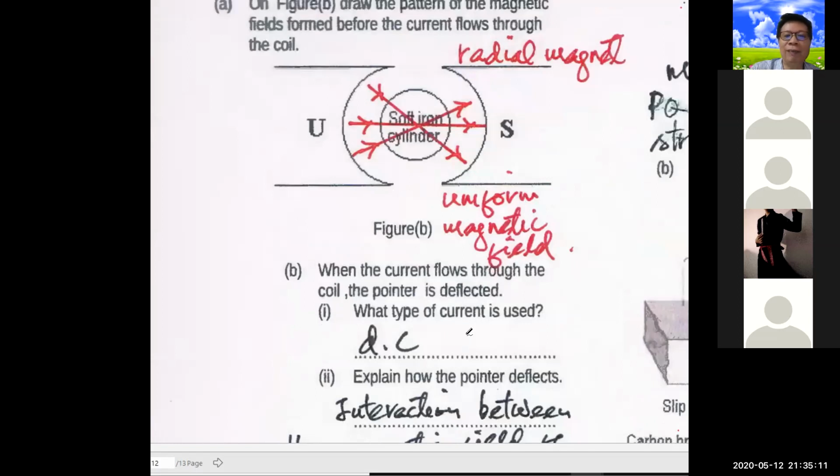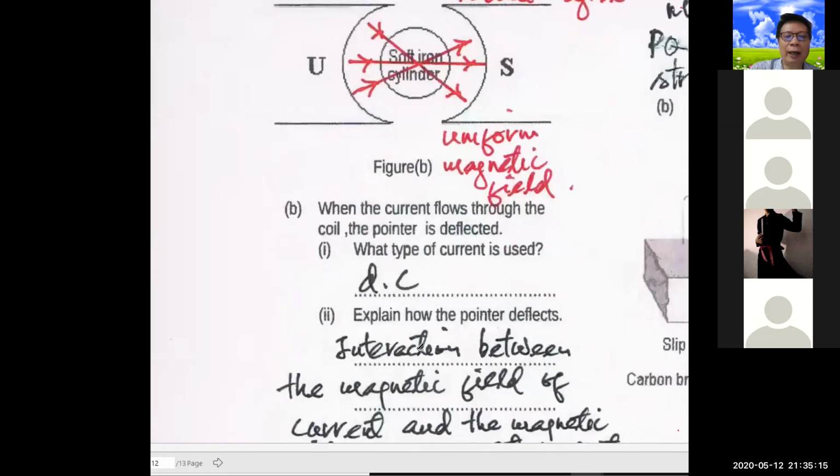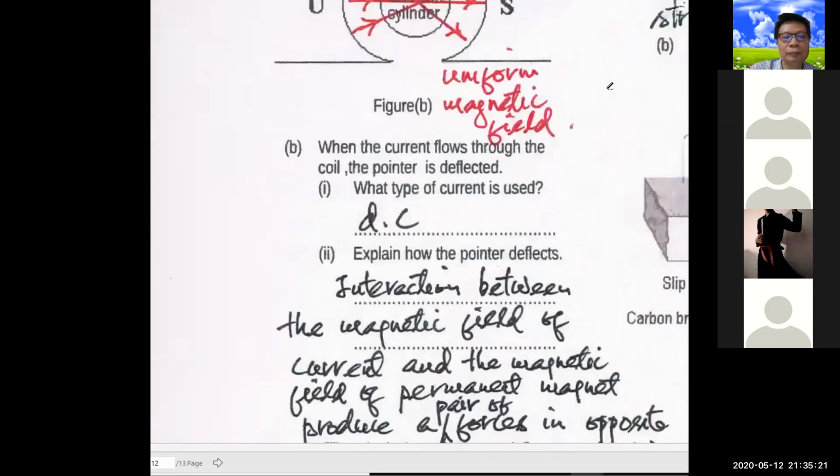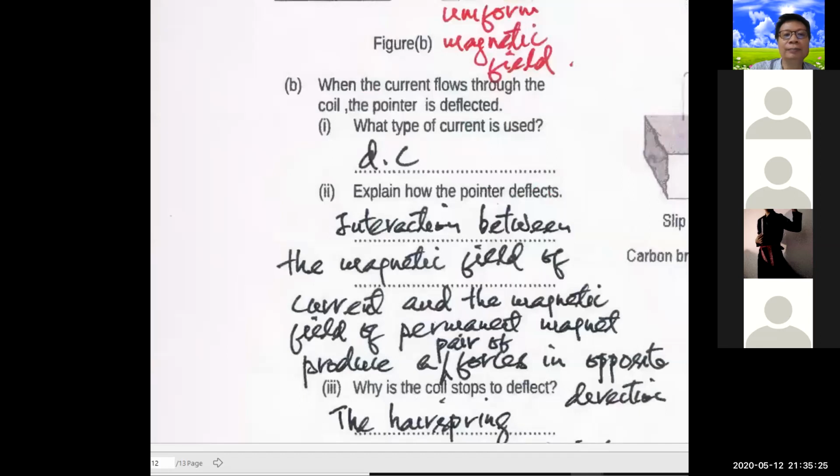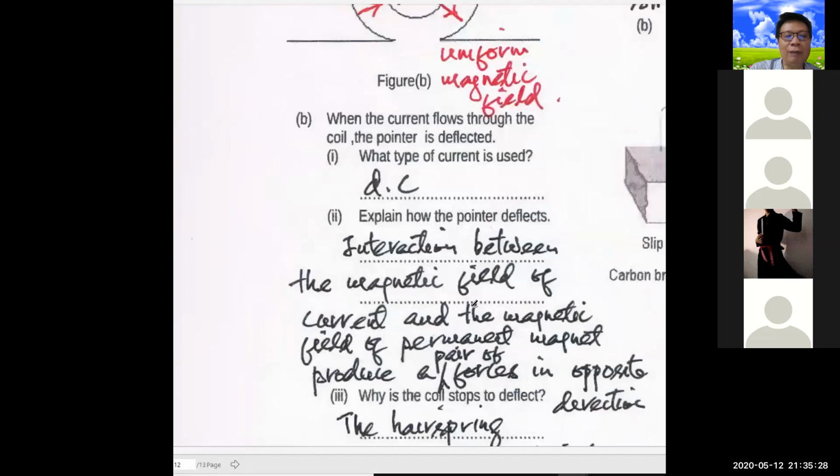Okay, explain how the pointer deflects. I told you just now, right? Interaction between the magnetic field of current and the magnetic field of permanent magnet produces a pair of forces in opposite direction. Okay? One up, one down, so you start to turn. So the whole answer, please copy. Interaction between the magnetic field of the current and the magnetic field of the permanent magnet produces a pair of forces in opposite direction. I showed you just now, right? One force goes in, one force comes out, so opposite direction, so you turn now.